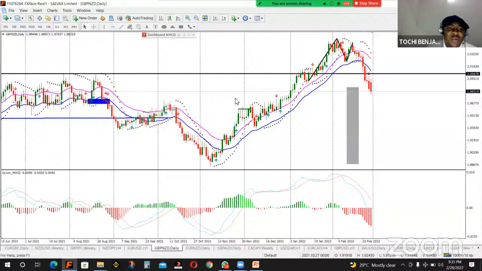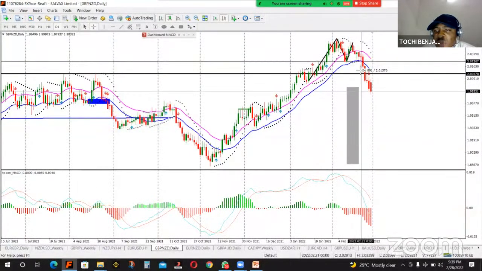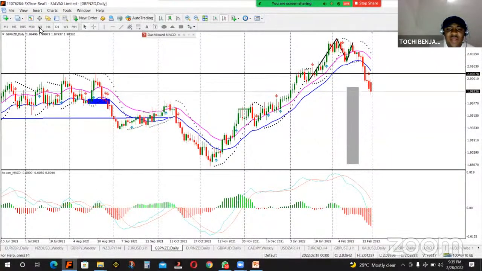I will come to this point and see how much I am willing to lose. Okay, let me use 100 pips, or let me use 80 pips. But I would not want to use this example because most of you will not appreciate it. Let's go to a smaller time frame.